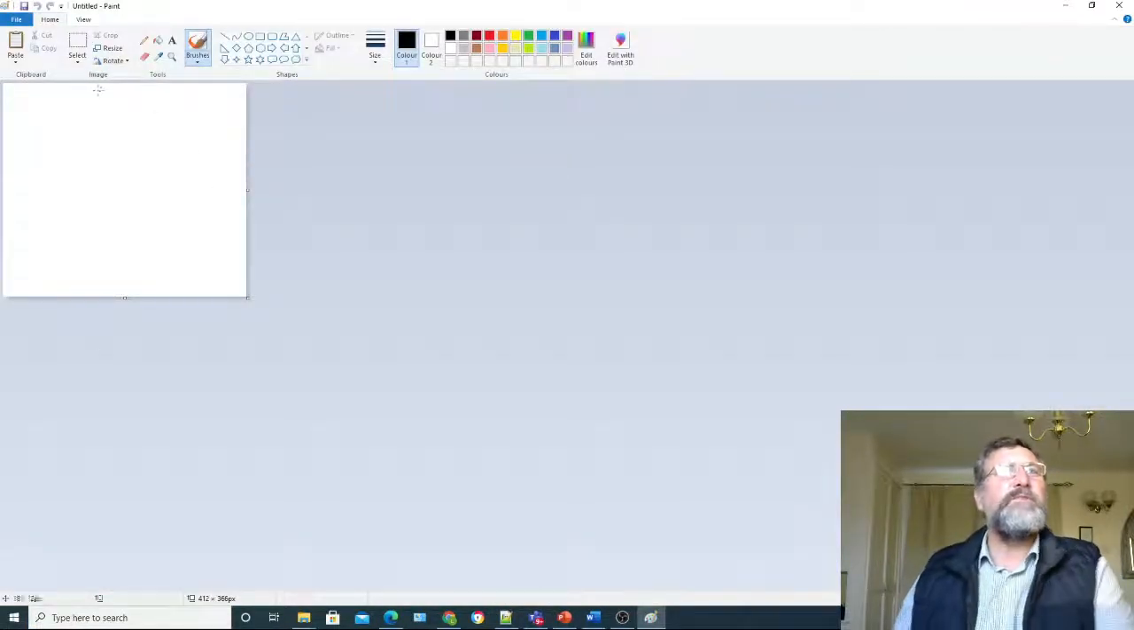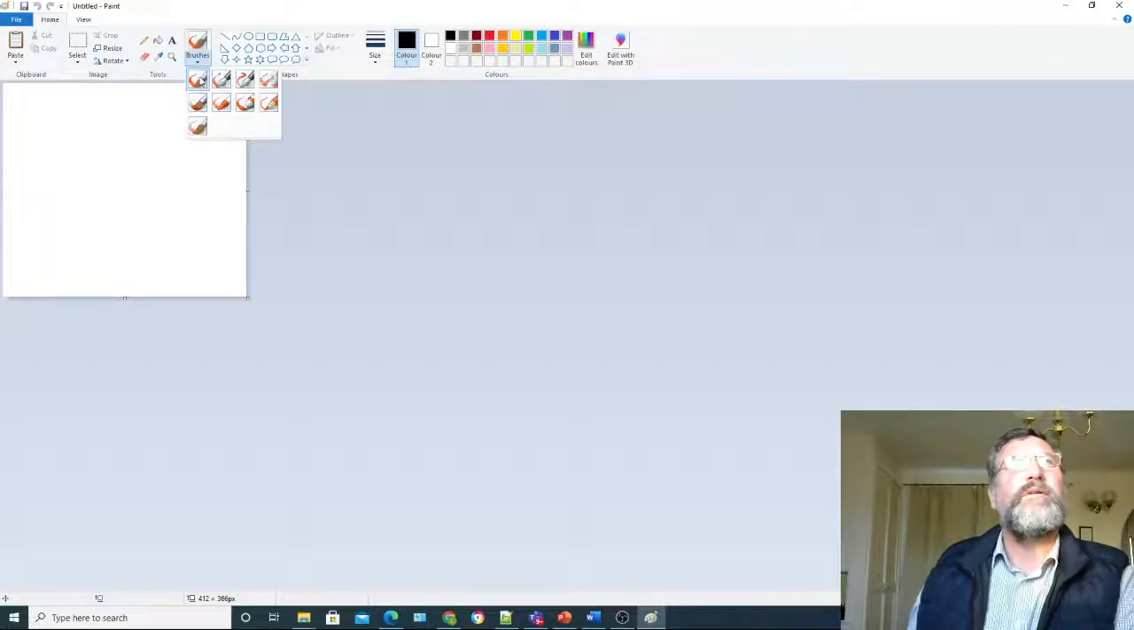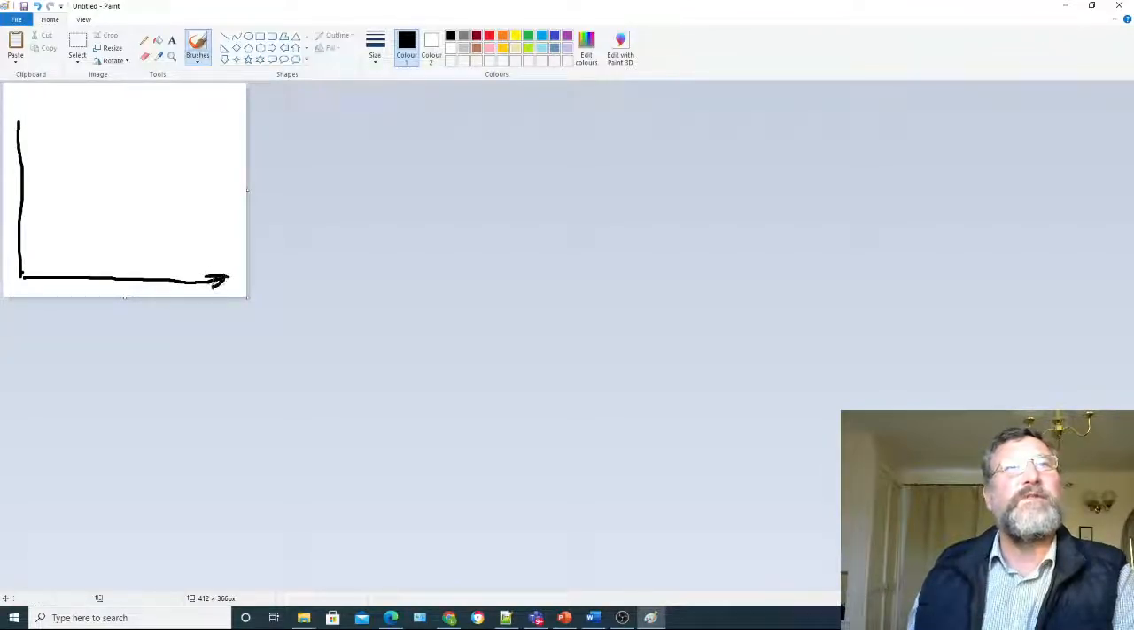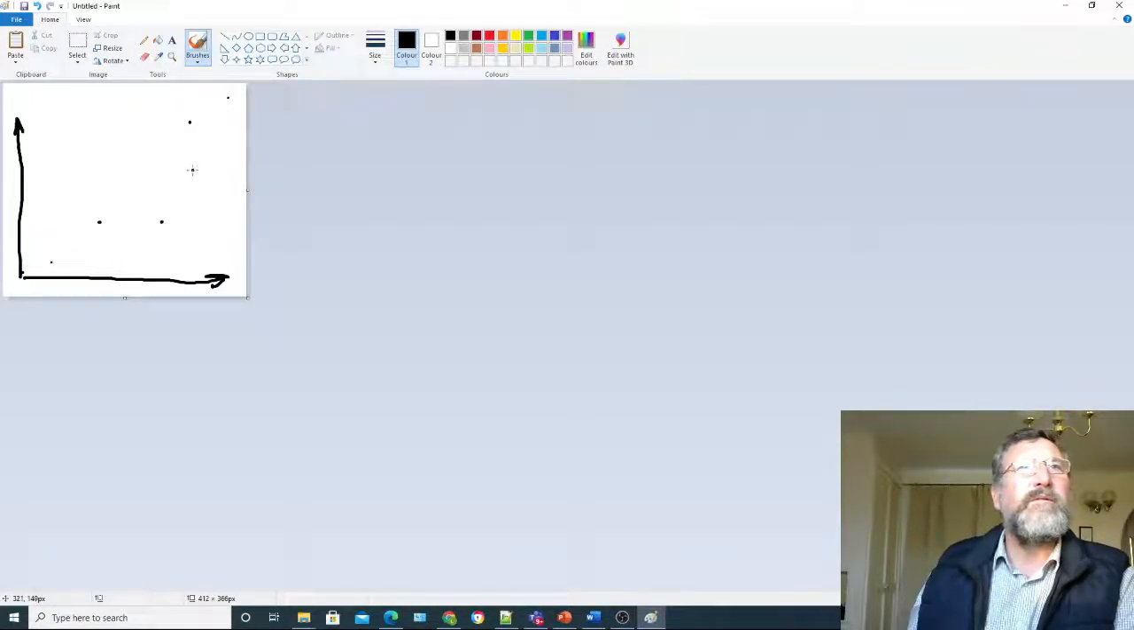I don't know whether we can just use paint to show how this might work, but supposing that you had some kind of graph. I may not be drawing this too well, but this is just meant to be a simple graph. And we may have some points on the graph. These are data points. It's not too important, I'm just trying to get some sort of concept across.